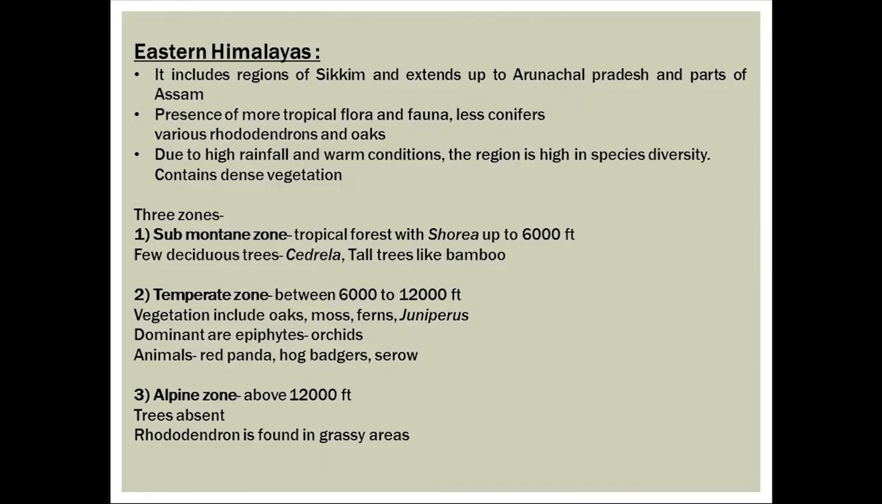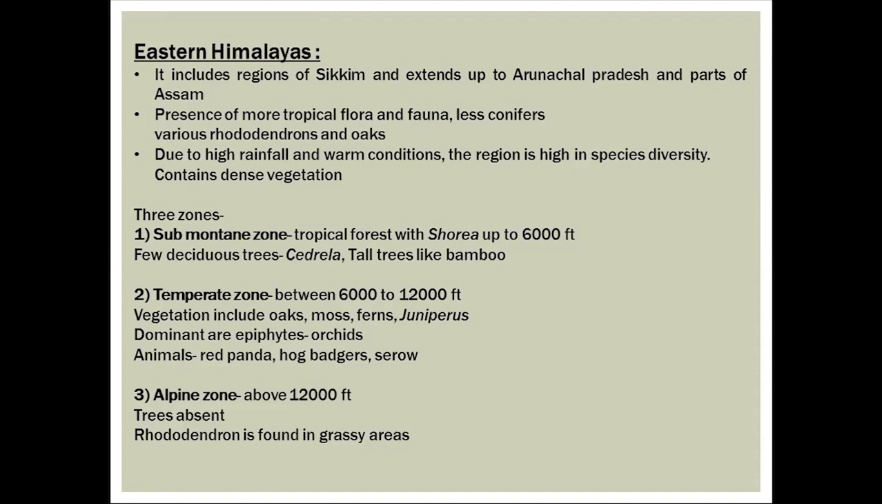Here in the Eastern Himalayas, there is more of tropical flora and fauna. Why? Because this region receives very high rainfall and there are warmer conditions. So there is a high species diversity in this region compared to the western Himalayas. Okay, and less of coniferous vegetation is there, but one can find various species of rhododendrons and oaks in this region. Okay, vegetation is really dense.